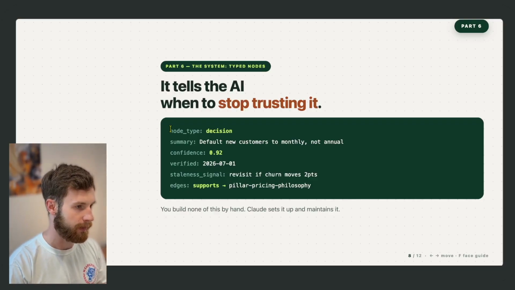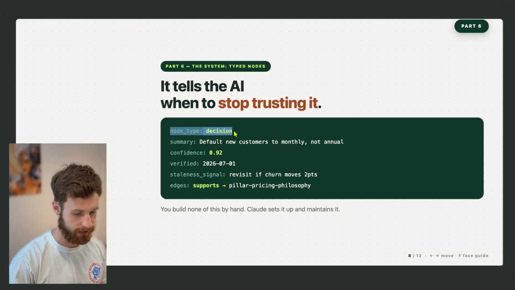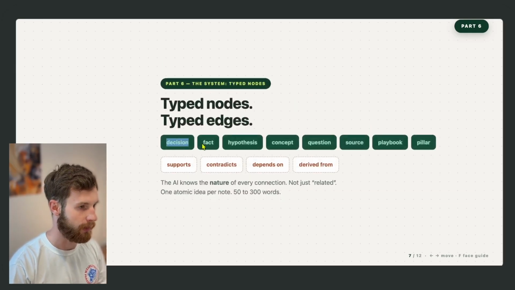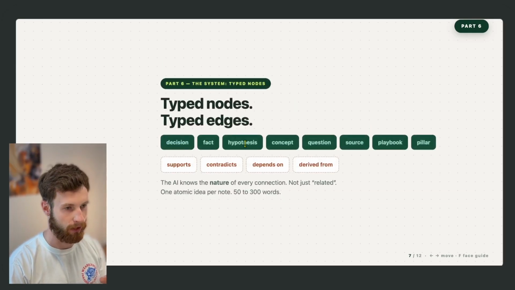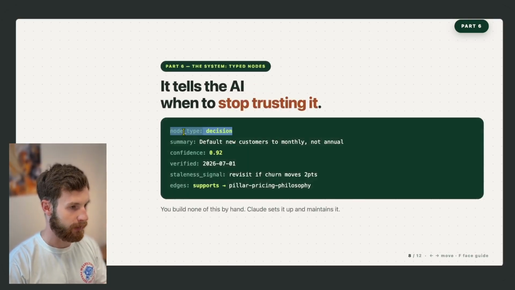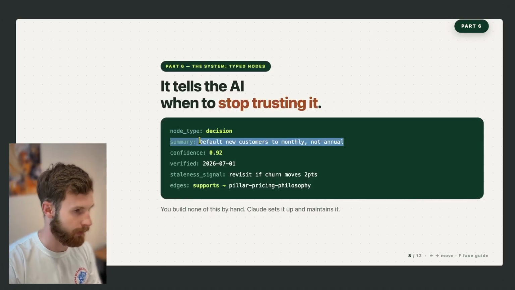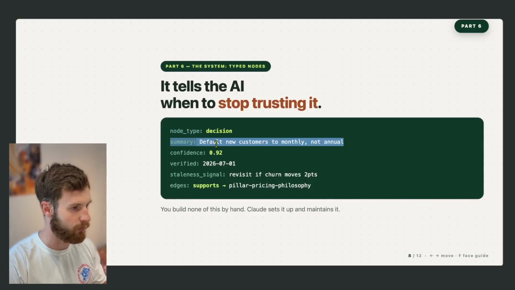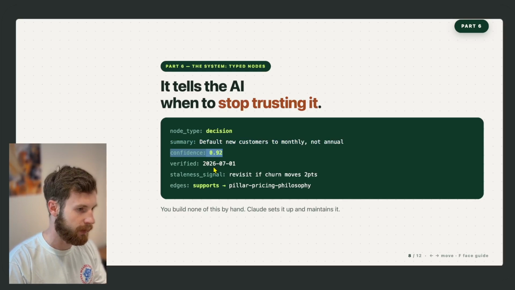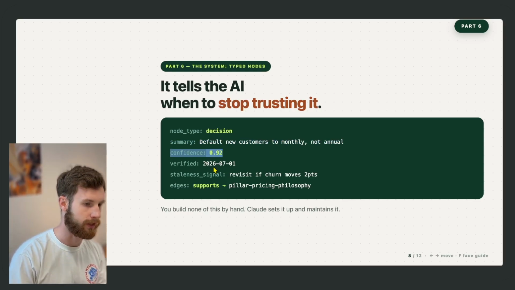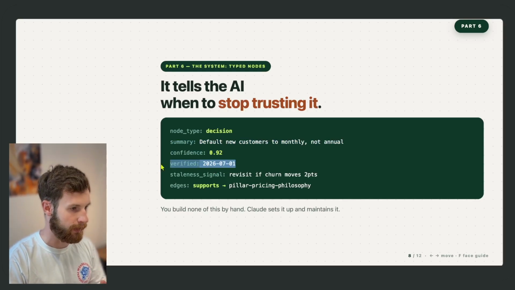And so the index tells you what the node type is. Remember, the node types are here: it can be a decision, a fact, a hypothesis, a concept, a question, and a lot of other things. The node type tells you what it is. It gives you a very quick summary so that AI can go into it and just read that short summary. Then it gives you a confidence level of how confident it is that this piece of content is true. It tells you the date it was last looked at or verified.